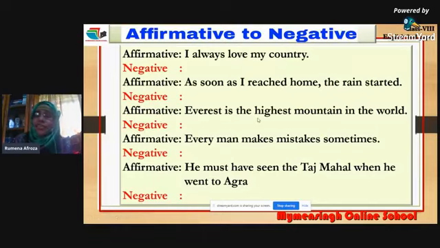Everest is the highest mountain in the world. What will be the answer? Here it is the superlative form, so no other will be used at the beginning of the sentence. No other mountain in the world is as high as Everest.